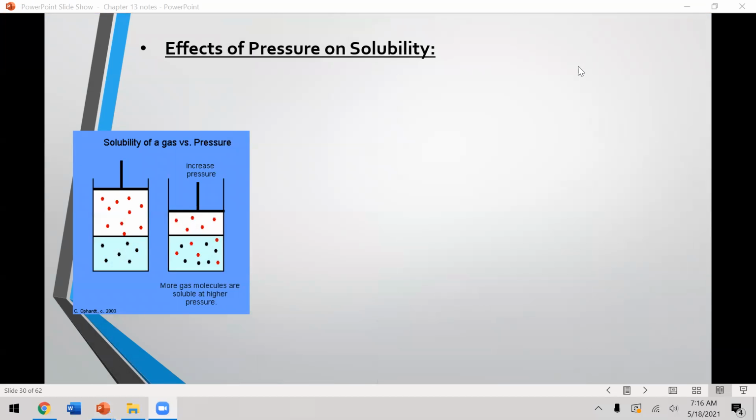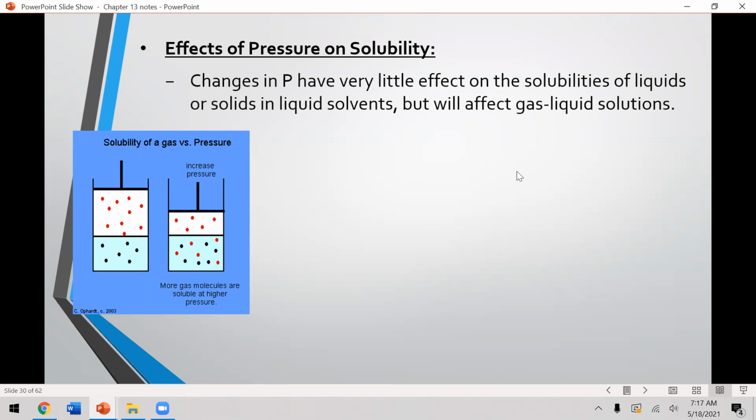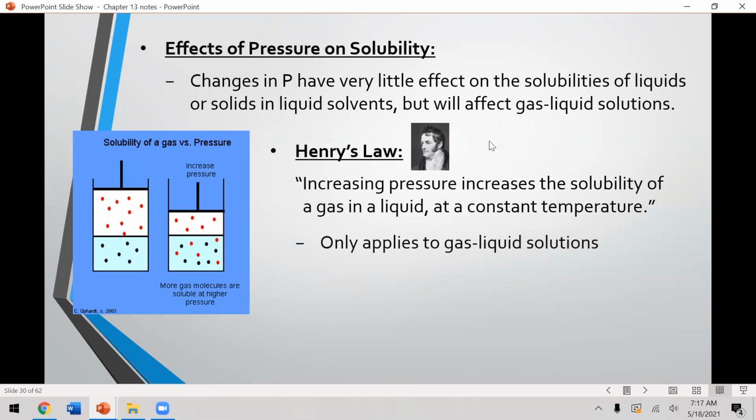So what about the effect of pressure on solubility? Okay, so effects of pressure on solubility. Changing the pressure can have little effect on the solubilities of solids and liquids, especially when you have a liquid solvent, but it will affect a gas-liquid solution. So you basically have to remember that pressure is not going to have a great effect on solids and liquids because their molecules are already close together. So pressurizing them doesn't do a lot. When you have a gas-liquid solution, you can really compress the gas particles, so it is going to have an effect. And this is called Henry's law.